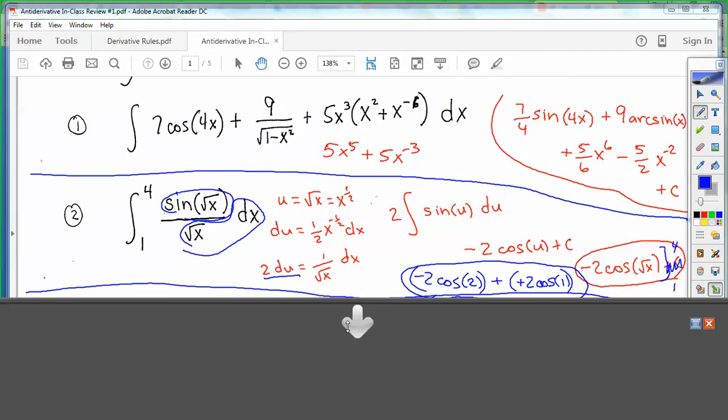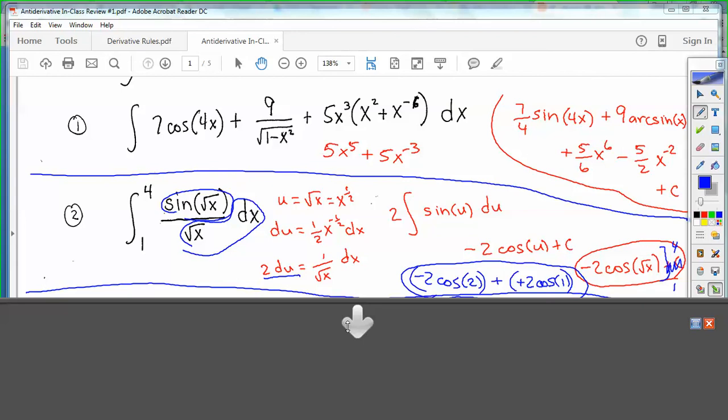What do we have on number 3 here? What technique are we using? On number 3? Isn't it integration by parts? It's integration by parts. It's an algebra and a trig.